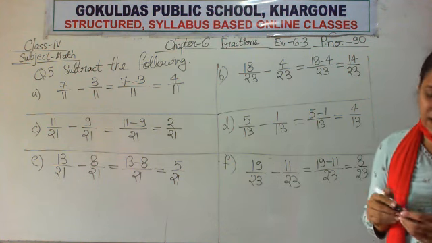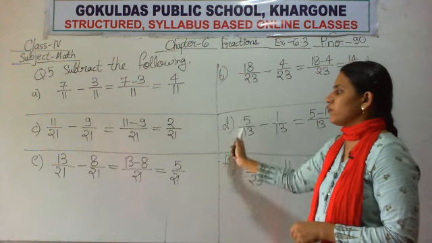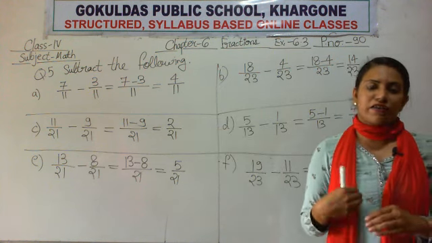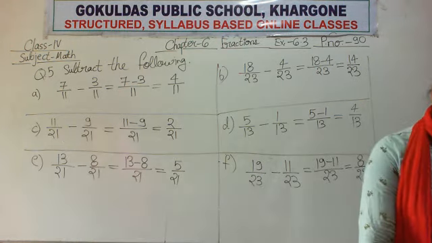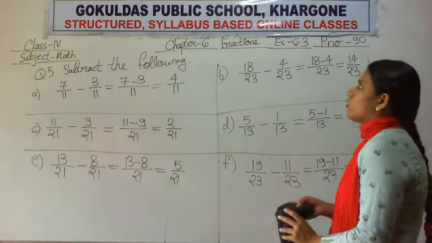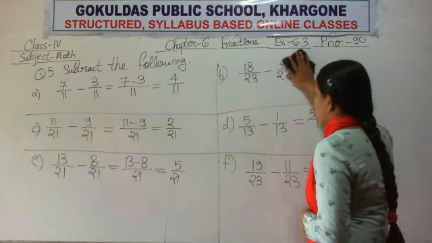I have done 6 questions for you, 1, 2, 3, 4, 5, 6, and G, H, I, these 3 are for your homework purpose. Okay. Now question number 4, that is a word problem.